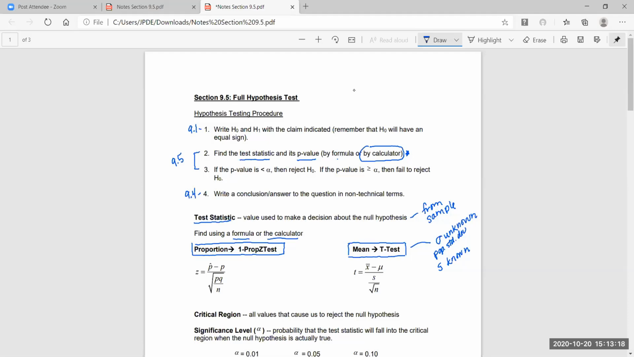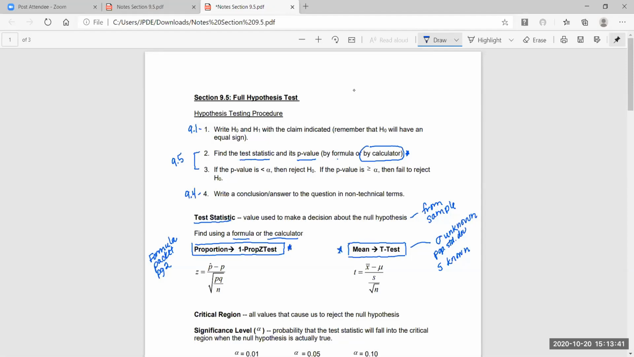The formulas are listed here. They are also in your formula packet on page 2. So if you look in your formula packet, on page 2, you'll see the formulas. Most people, again, prefer to use the calculator, okay?